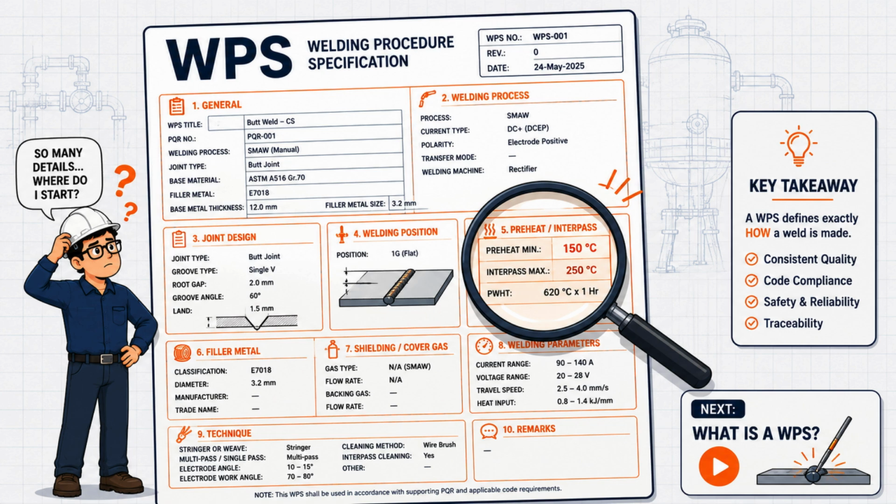Pick up any real welding procedure specification and you'll see a form packed with boxes: process, position, preheat, gas, amperage, and a dozen more, all crammed onto 1 or 2 pages. But here's the real question. Do you actually know why every single one of those boxes exists, and what happens the moment you change one? By the end of this video, you will.